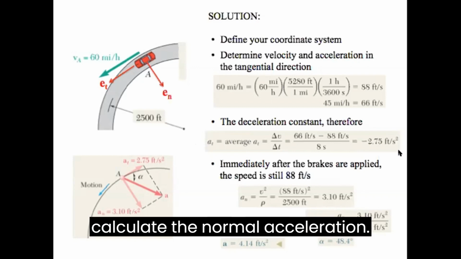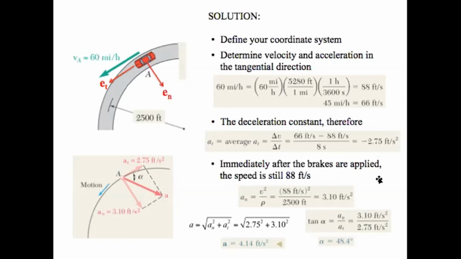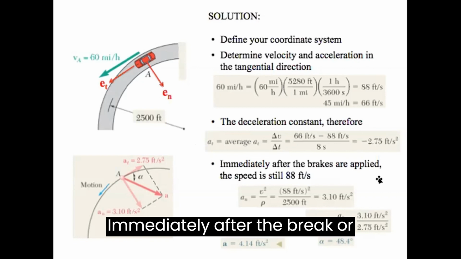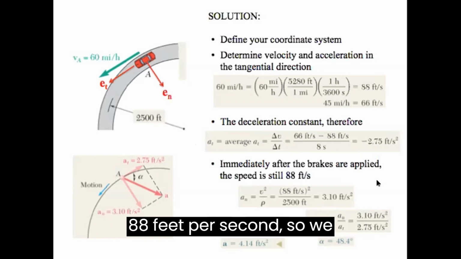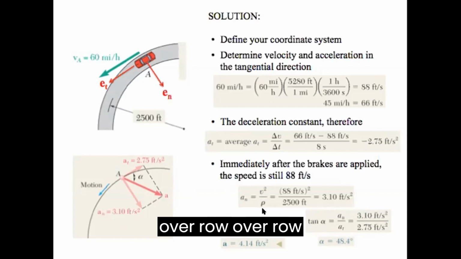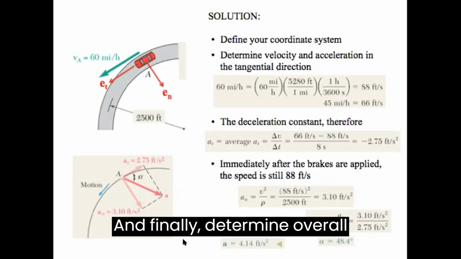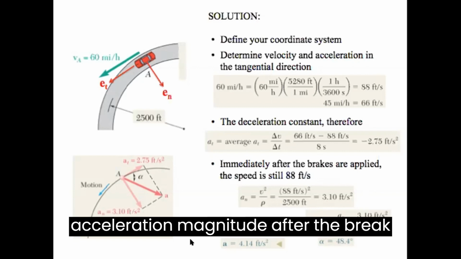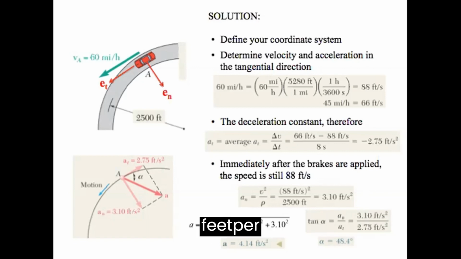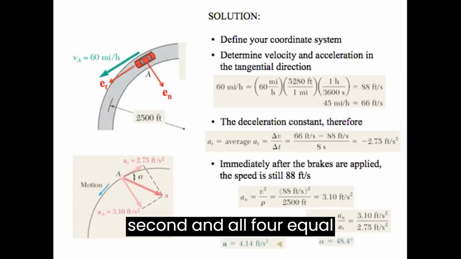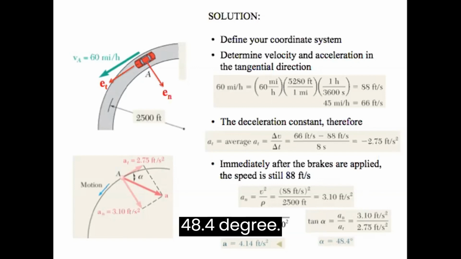Now we have to calculate the normal acceleration. Immediately after the brakes are applied, the speed is still 88 feet per second. So we can find a_n equals v squared over rho. We find a_n equals 3.10 feet per second squared. And finally, determine the overall acceleration magnitude after the brakes have been applied. a equals 4.14 feet per second squared and alpha equals 48.4 degrees.